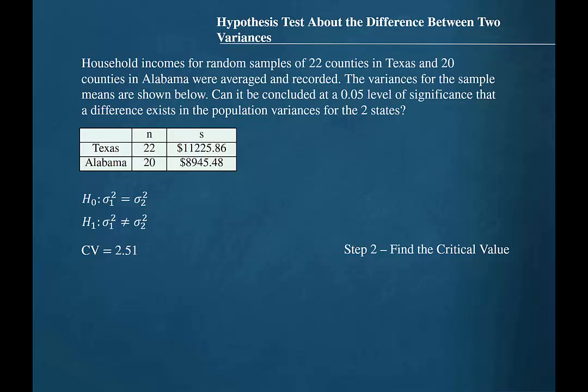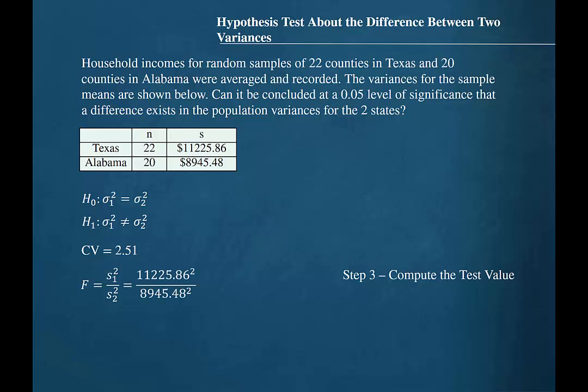In part 1 of this series of videos on hypothesis testing about the difference between two variances, we learned about the characteristics of the F distribution and how to find a critical value. Step 3 is to compute the test value. Recall that the formula for the F test value is to divide the larger variance by the smaller. Carrying out this calculation, we will find an F test value of 1.575.